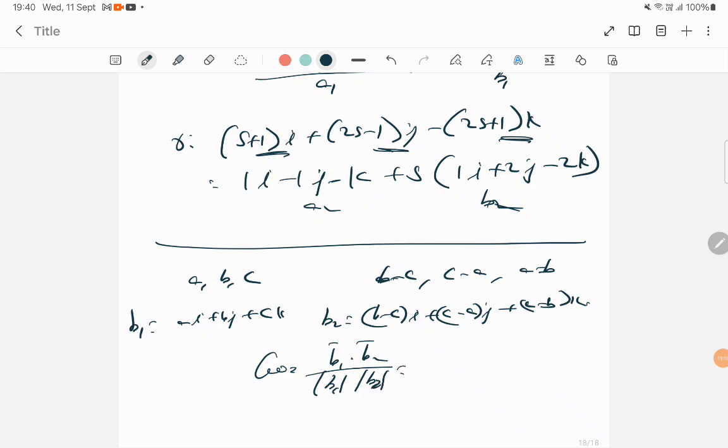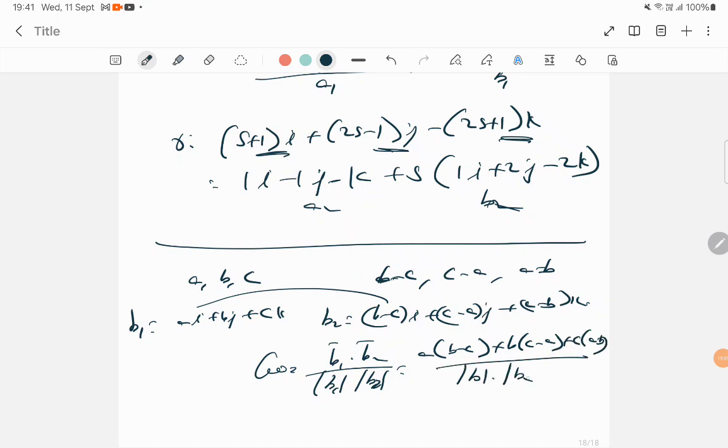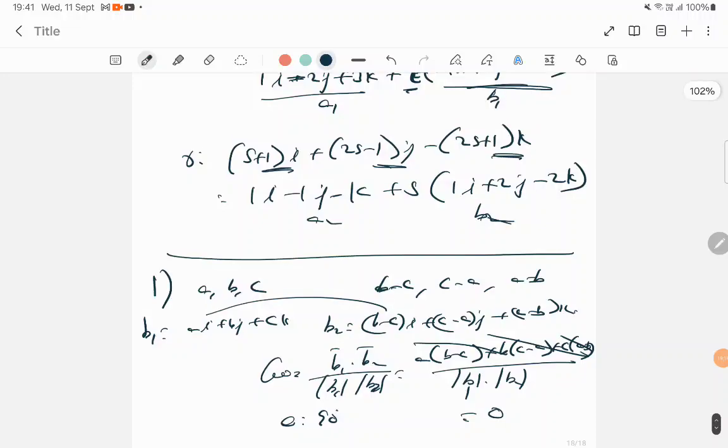When I dot it, it will be a into b minus c plus b into c minus a plus c into a minus b, by magnitude of B1 and magnitude of B2. I am not even doing it, because the numerator itself cancels off and becomes 0, and therefore theta is 90 degrees, perpendicular. That completes the miscellaneous first question.